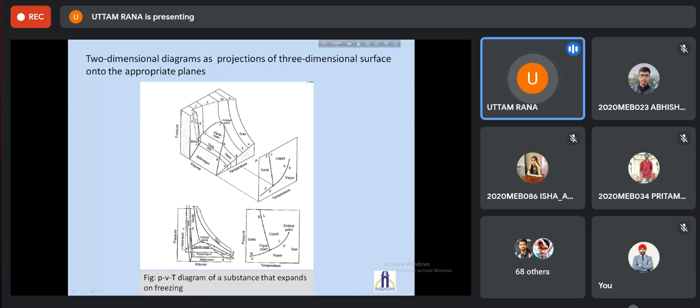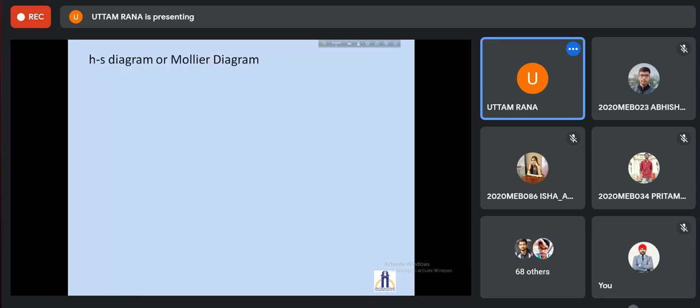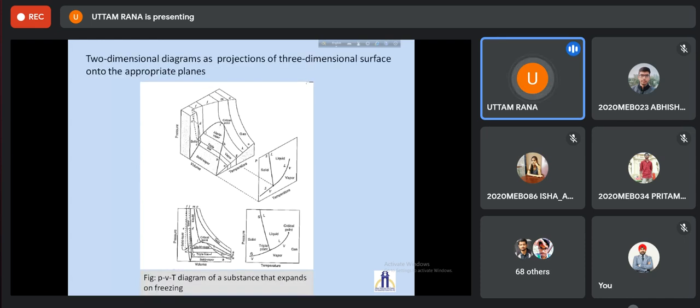So if you project it in the PV diagram, you will get the PV diagram for the pure substance. Let us say we are considering water. A similar thing will happen for other kinds of substances, basically a substance that expands on freezing. Okay, understood this? This is just for your information.